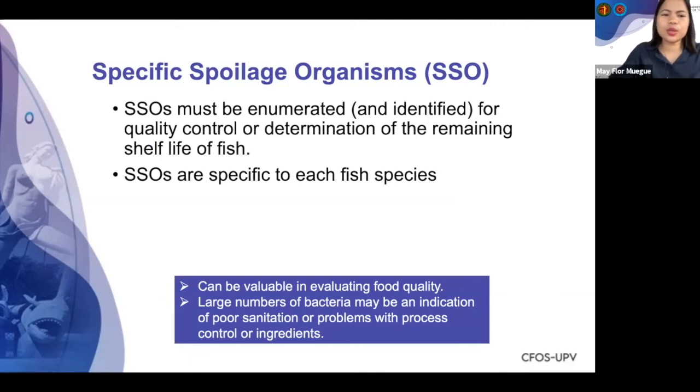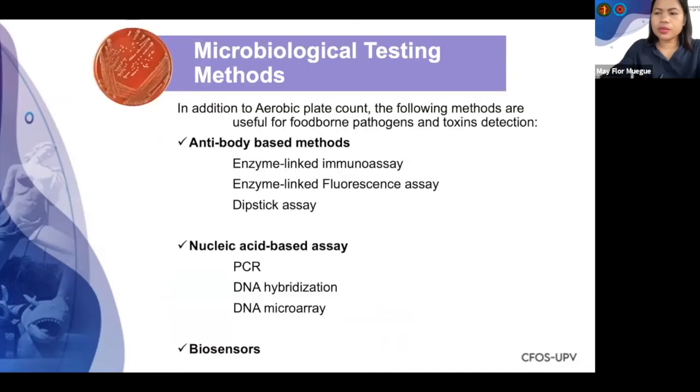Ayan, bumalik tayo sa SSO. SSOs must be enumerated and identified for quality control or determination of the remaining shelf life of fish. So, iba pa itong SSO. Ayan. So, these are organisms that are specific to each species of fish. Okay? Na-define natin last time yung SSO, na those are the microorganisms that are capable of producing spoilage or producing metabolites dun sa products natin. Okay.